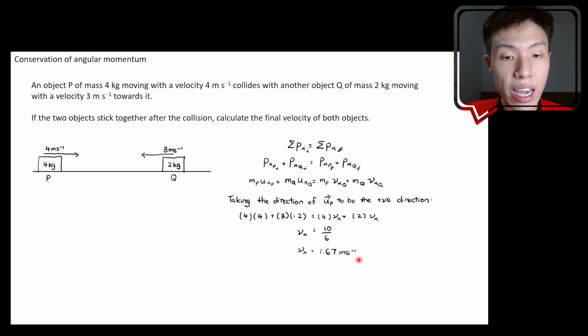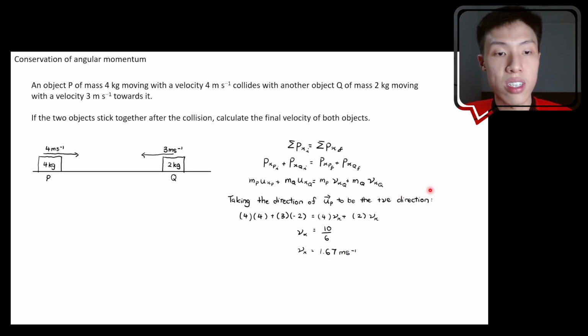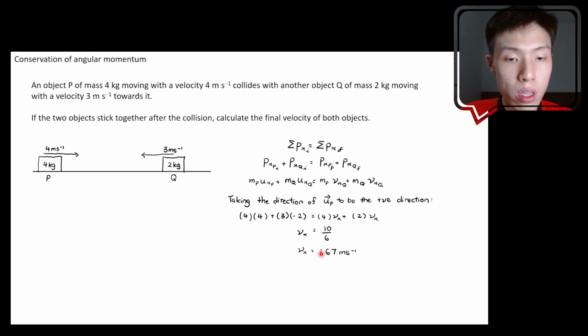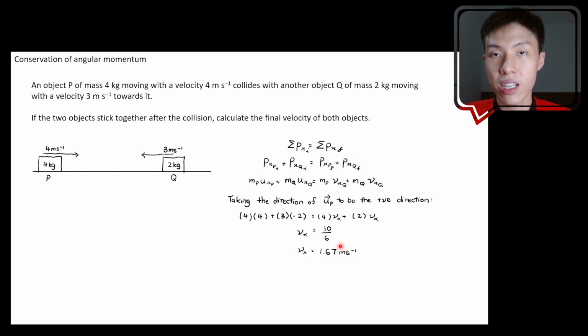Now see here, the x component of velocity is a positive value. If it's a positive value, you know that it is in the positive direction. And if it's in the positive direction, that means it is in the same direction as the initial velocity of P. So now if you transform this component back into a vector, the component is a value with negative or positive indicating the direction. When you transform it back to a vector, you have to write it in terms of magnitude and direction.